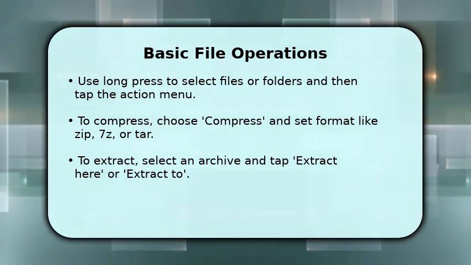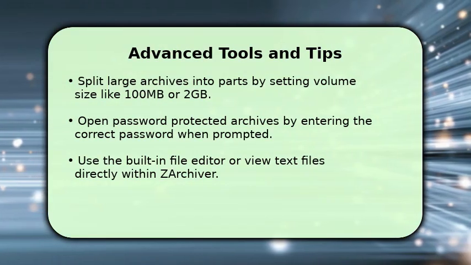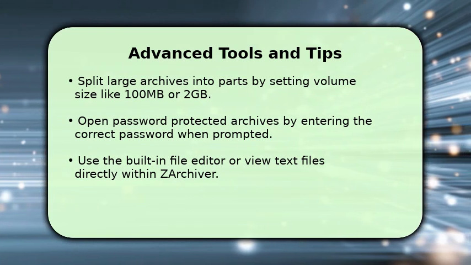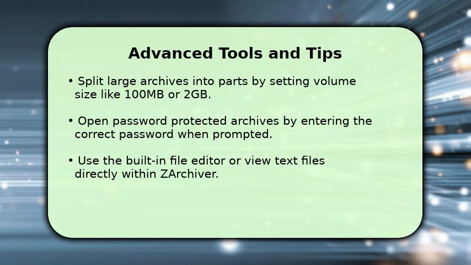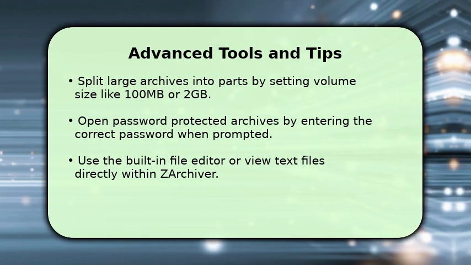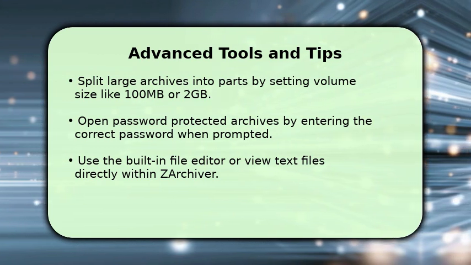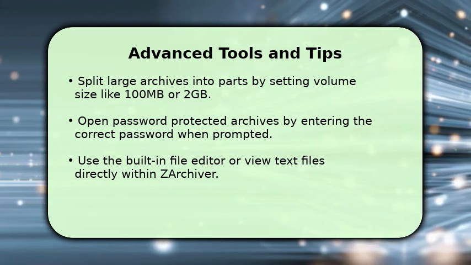For large transfers, split archives by specifying a volume size, such as 100 MB or 2 GB. Enable encryption with AES-256 and set a strong password when creating secure archives. To open password-protected files, select the archive and type the password when prompted.